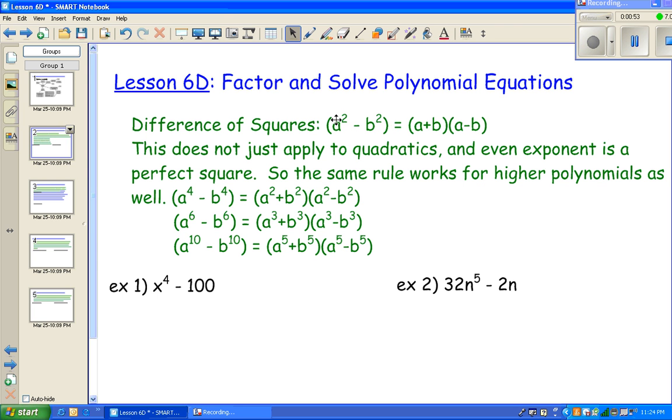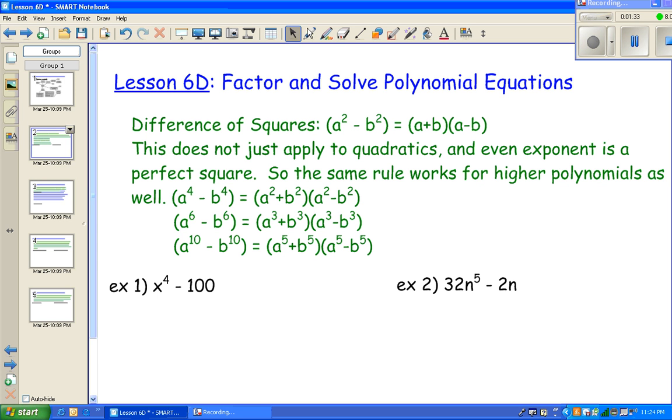That's where you had like x squared minus 16 is x plus 4 and x minus 4, or 25 minus x squared is 5 plus x and 5 minus x. The idea of difference of squares doesn't just apply to quadratics. Anything that has an even exponent is a perfect square, so the same rule is going to work for higher polynomials as well. So if I had a to the fourth minus b to the fourth, you just take the square root of the exponents, which involves just cutting them in half. So that would be a squared plus b squared times a squared minus b squared. And then if you can factor those further, you would want to.